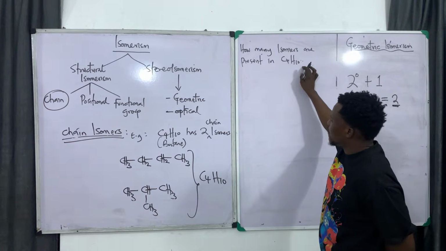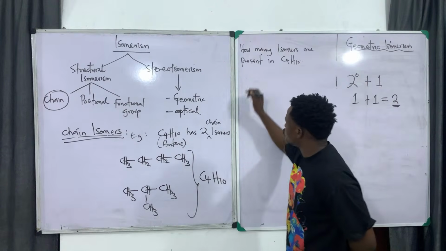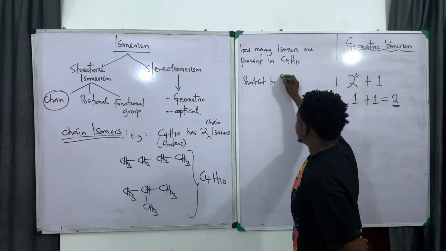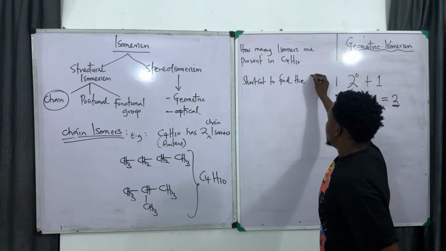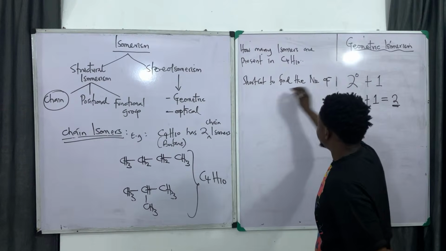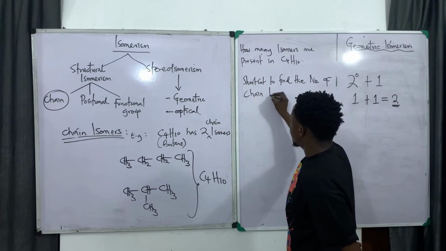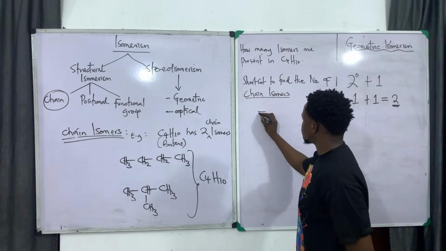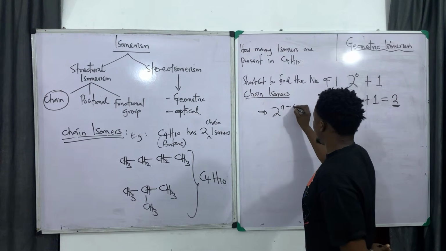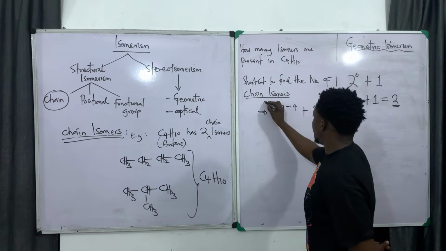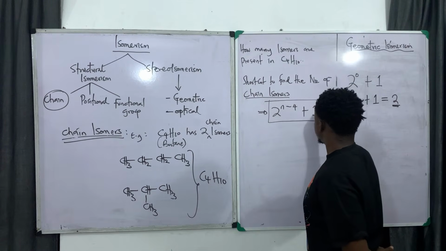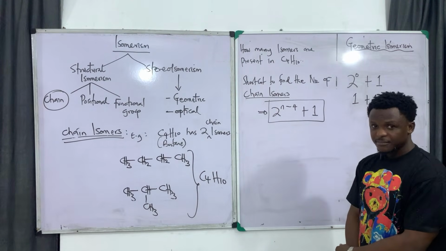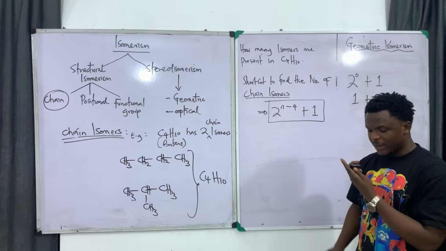Now, how do you solve this? I said there is a shortcut to find the number of chain isomers. And what is that shortcut? 2 raised to the power of n minus 4, plus 1. Alright? 2^(n-4) + 1.